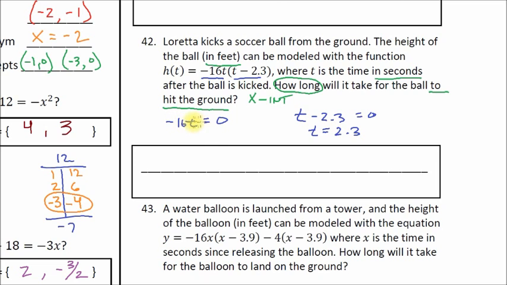This one, negative 16 times what is 0? Well, that's always going to be 0. And think about that, that makes sense. At time 0, the ball's on the ground because Loretta is kicking it from the ground. But that one's not going to help us.